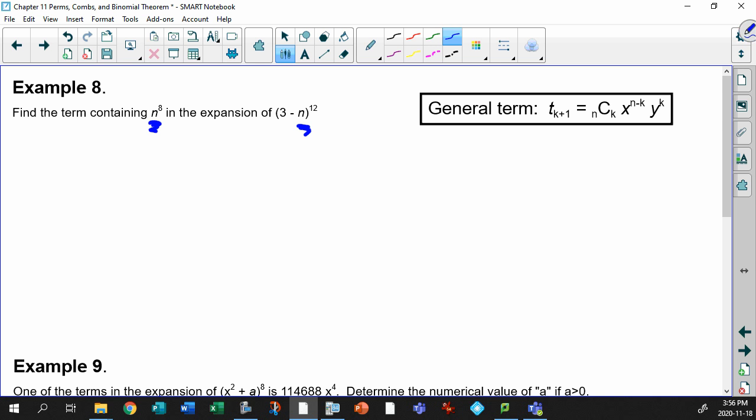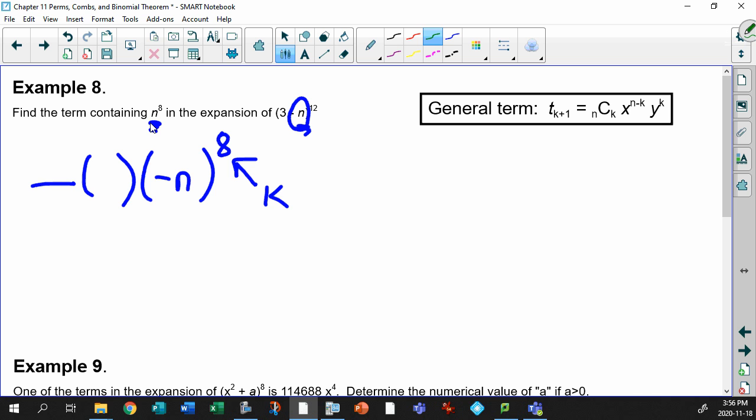So you're going to have some sort of combination times your first term to whatever power that is, times your second term, which has to be, guess what? Negative n to the power of 8. Look at that. It's sitting right there. There's your k value. So what's the n value? Oh, the n value is 12. So isn't this now 12 choose 8? Yes, yes it is. It's 12 choose 8.